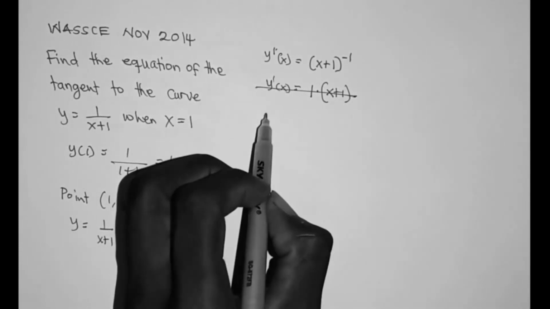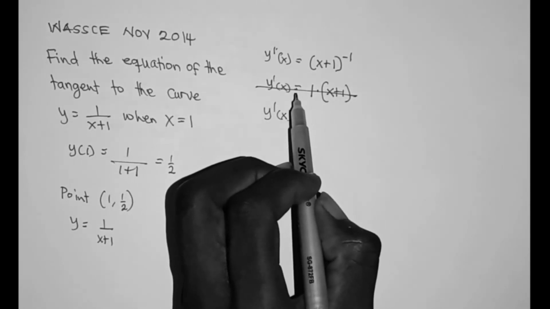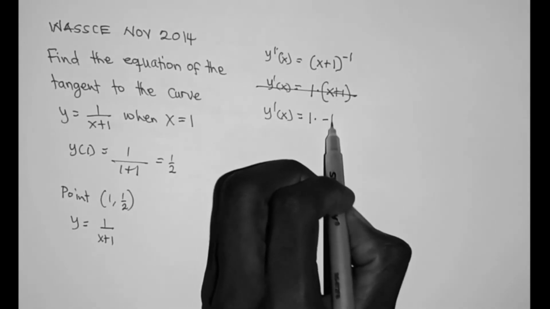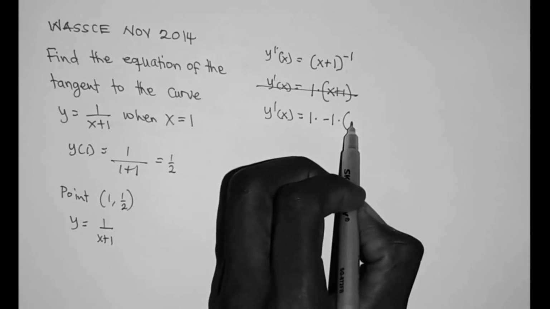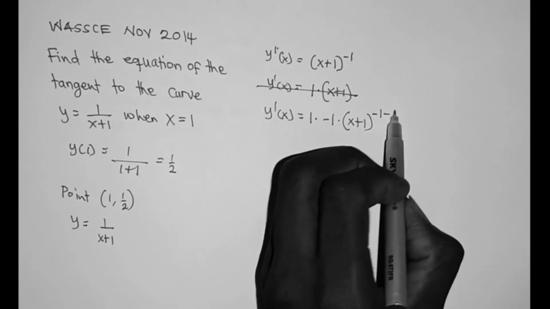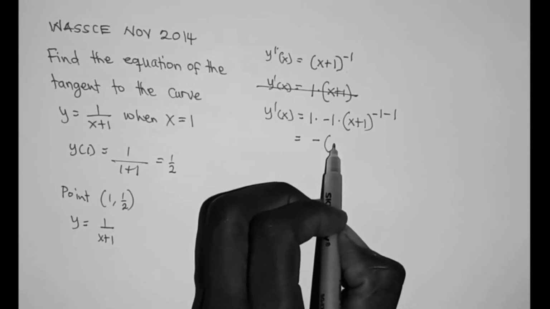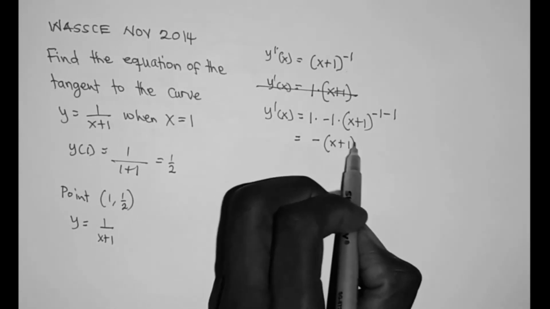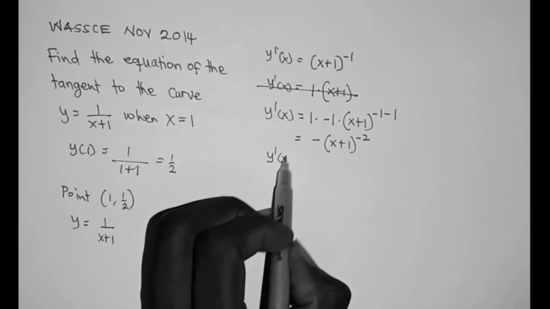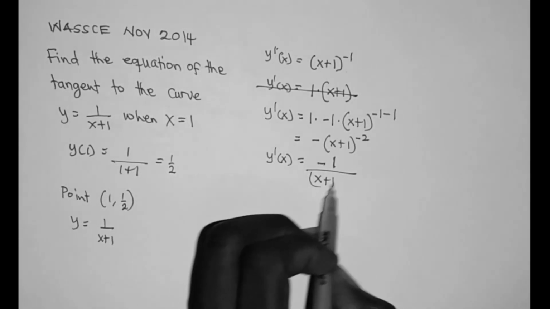Let me start the whole thing again. So y prime of x is equal to, differentiate what is inside the bracket. You get 1 times, bring the power down, minus 1 times all that is in the bracket, x plus 1. Then you subtract 1 from the power, minus 1 minus 1. So this is equal to minus (x plus 1) exponent minus 2. So y prime of x is equal to minus 1 over (x plus 1) squared.